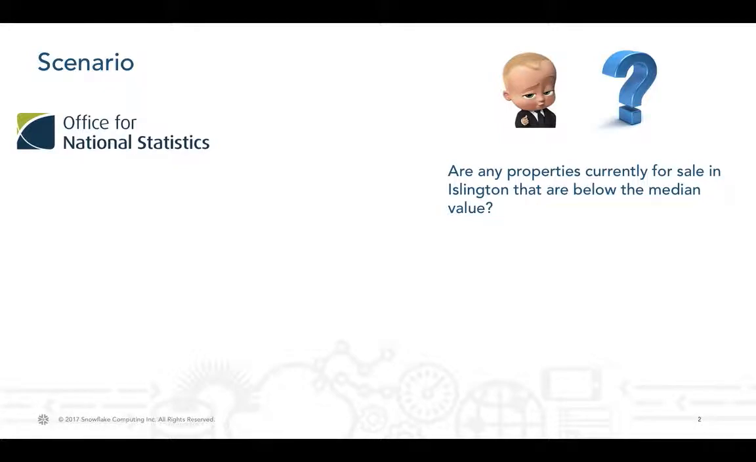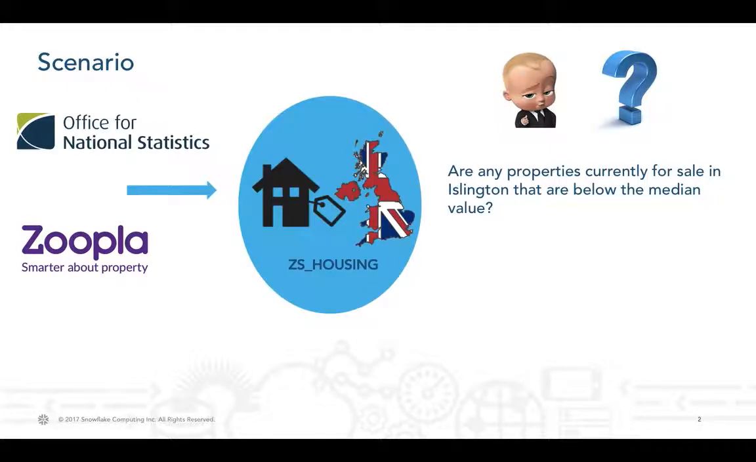We're going to use the data from ONS, publicly available data from the UK government on housing sales throughout the years. We're also going to use some data from Zoopla's API, which is the semi-structured JSON data around property listings for properties currently for sale in the Islington area. And that's going to get loaded into a ZS housing database in Snowflake.